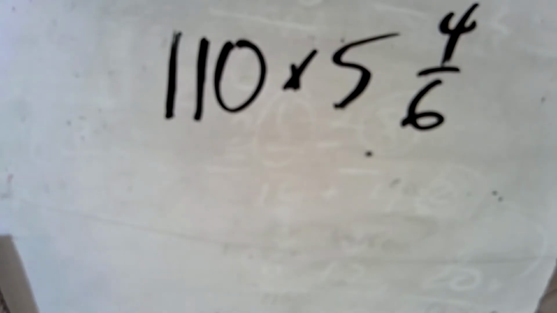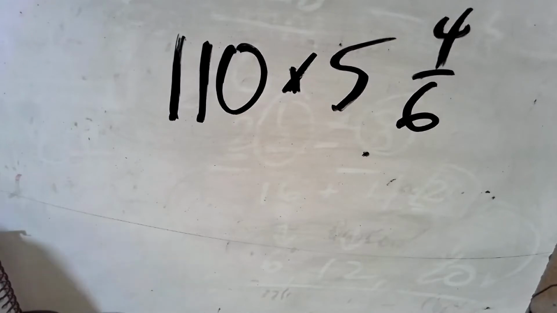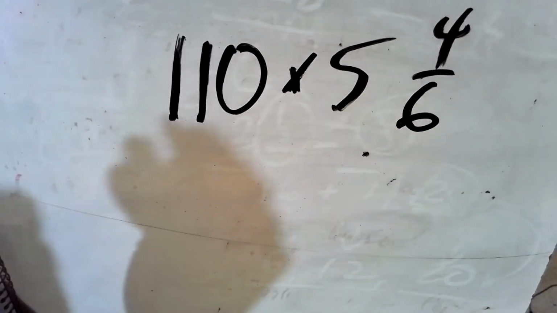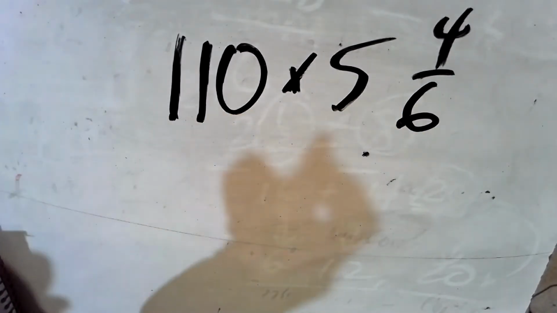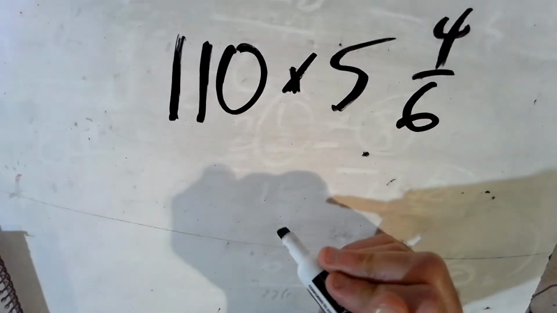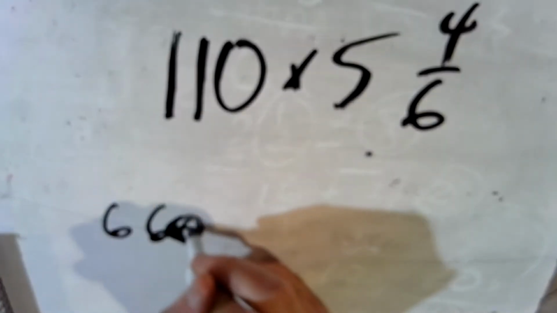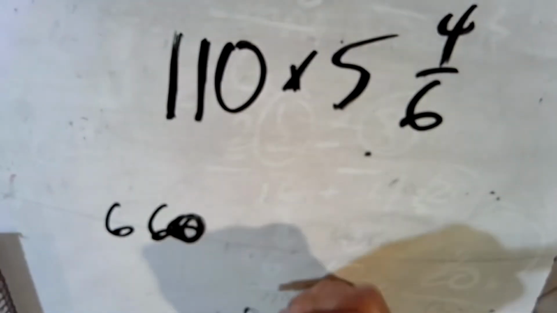Let's look at this one. So this one says 110 times 5 4/6. Well, let's think about what we know here. 5 4/6 is less than 6. It's more than 5. It's more than halfway. It's about 5.5, a little bit more than. It's close to 6. So 110 times 6 would be 660, but it's going to be less than that.